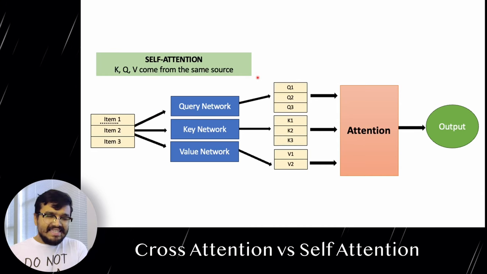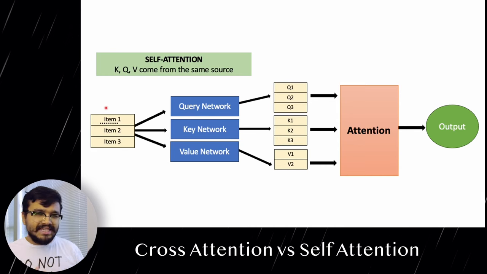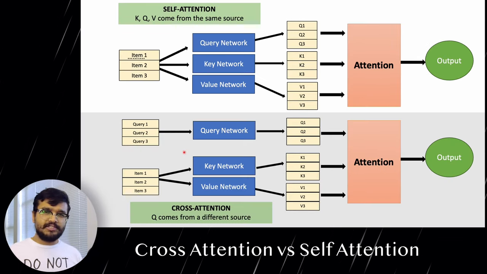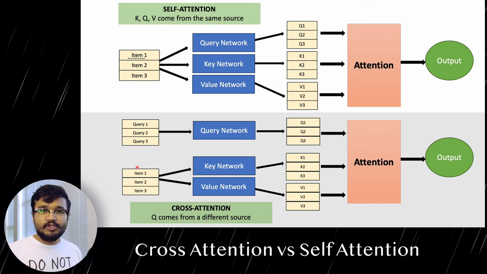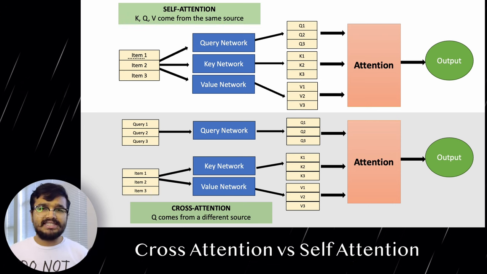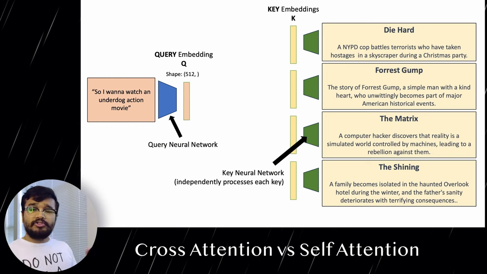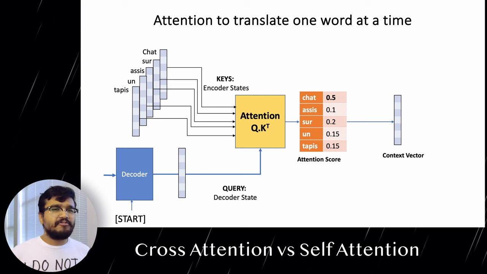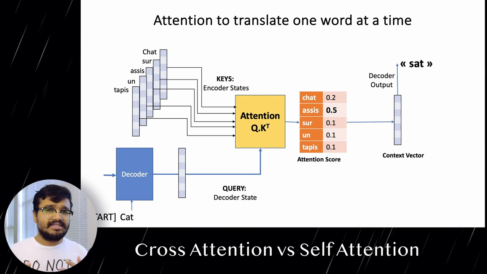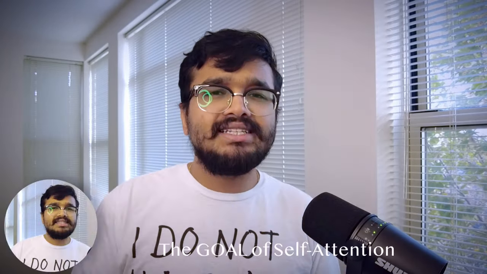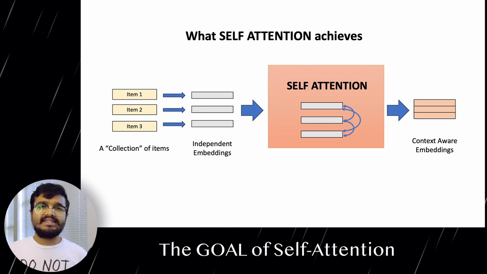So self-attention is a type of attention network where the key, query, and the values all come from the same input. This is different than the cross-attention schemes we talked about in the previous video, where the keys and queries come from different sources. For example, in the movie recommendation example, our queries came from the search string, and the keys came from all of the movies in our database. And similarly, for language translation, the query came from the target English sentence, and the keys came from the source French sentence. In self-attention, we don't have two sources, just a single list of items and their initial independent embeddings.